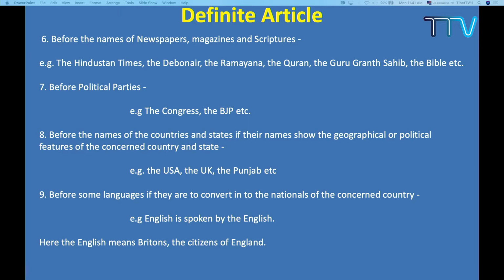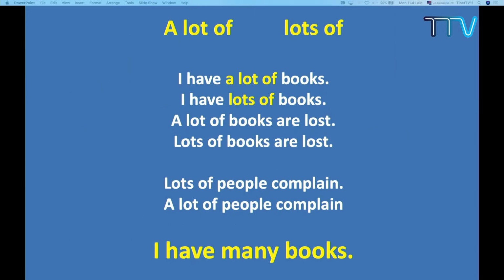UK. There are so many countries. The United States, the Punjab. And before languages, if they are to convert into the national of the concerned country, for example, English. English is spoken by the English. The English means we are talking about some group of people. Here the English means Briton, the citizen of England. Now these are some of the errors, some of the things that we need to keep in mind when we use definite articles. So let us now go to the other one, which is away from the articles.